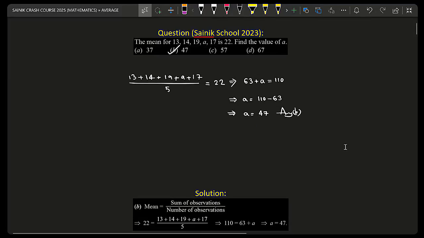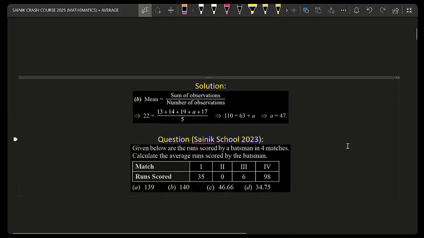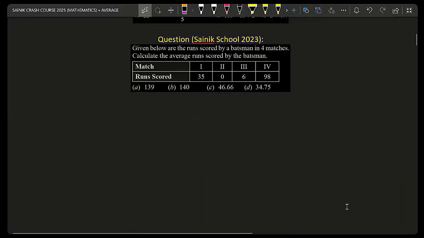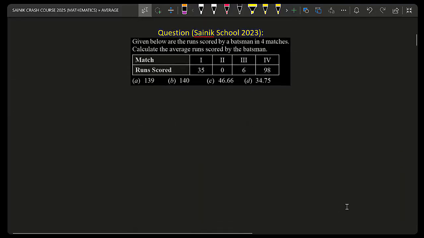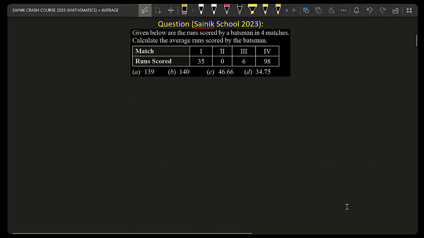So the value of A is 47. Next question. This also came in the 2023 exam. Given below are the runs scored by a batsman in 4 matches. Calculate the average runs scored by the batsman. Simple question. Who will answer this?